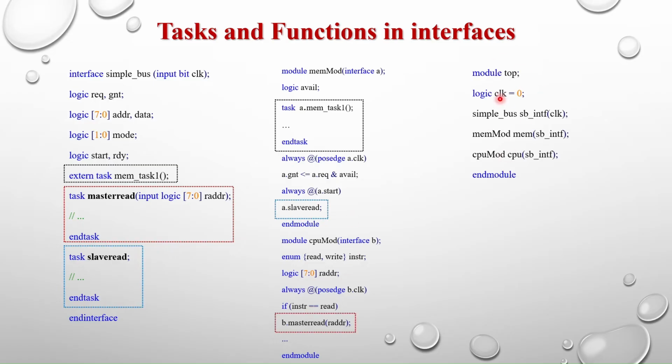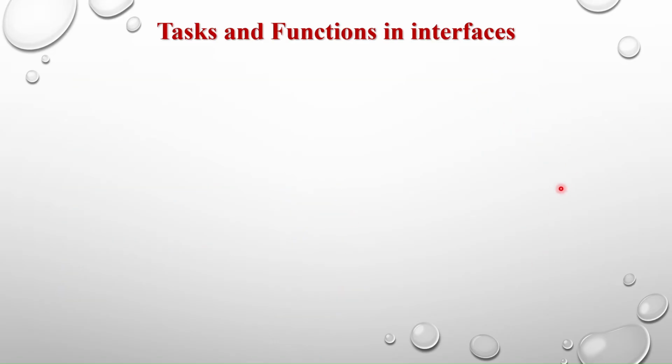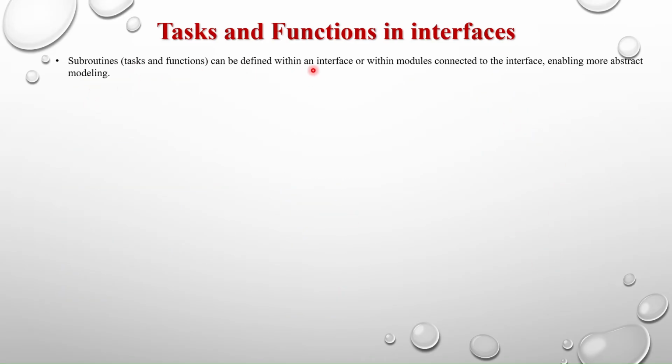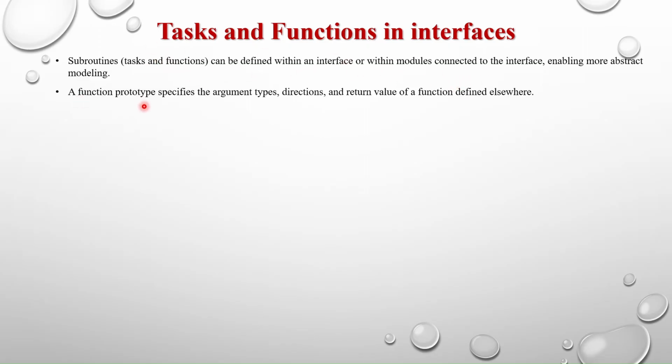Okay, and this is top module. Here I'm just instantiating. So, subroutines can be defined within an interface or within modules connected to the interface, enabling more abstract modeling. Subroutines is nothing but tasks and functions that can be defined within the interface or within the modules. A function prototype specifies the argument types, directions, and return values of a function defined elsewhere.